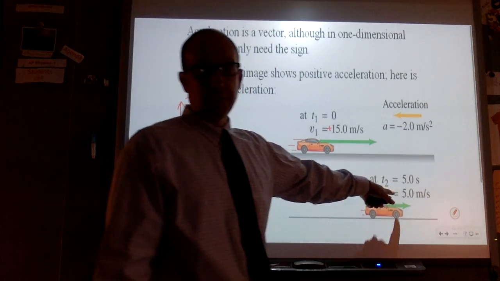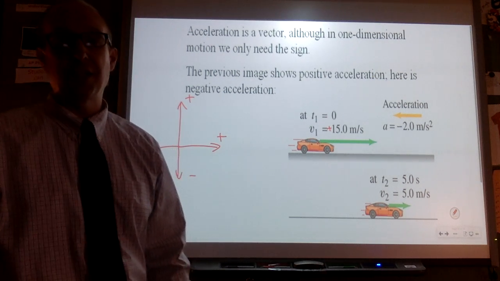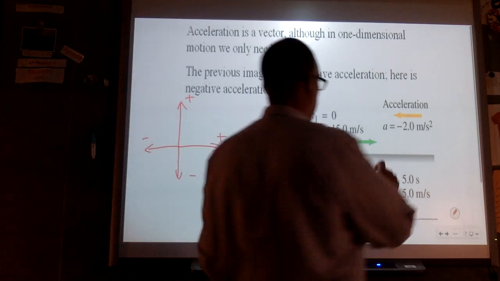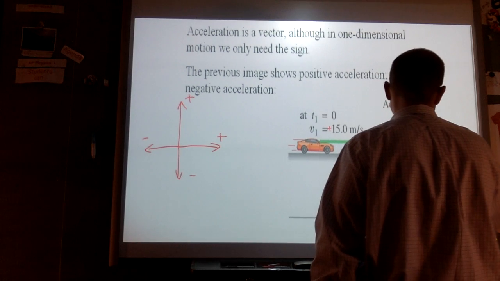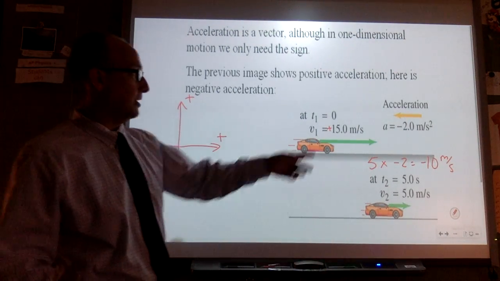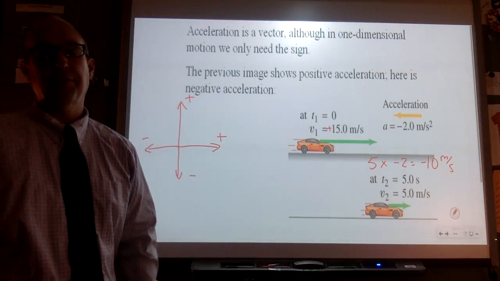How much is it going to decrease? Well, they're saying that it's going to happen for 5 seconds. So for 5 seconds, it's going to decrease by 2 meters per second every second. And so you're going to have 5 times negative 2. So it's going to decrease by 10 meters per second. So whereas it was going at 15, it has lost 10, it's down to 5.